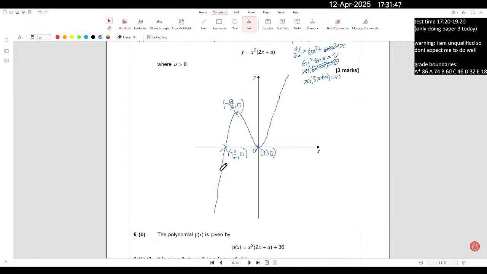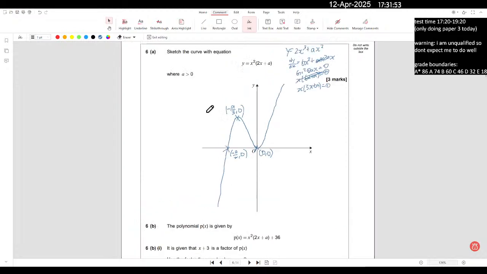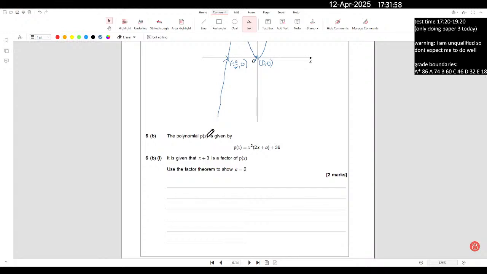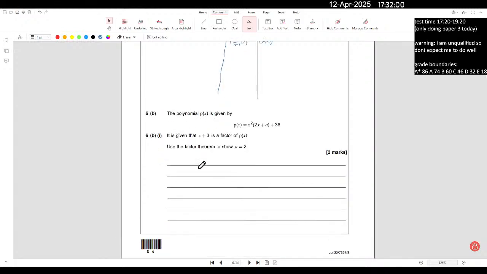Is this all I have to label? I think it is. It's all the intercepts. Okay, well, hopefully there's no marking point that says it has to look good. I don't think there is anyway.